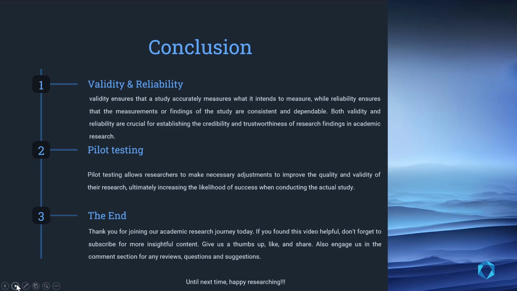All right. So as we come to the end of today's study, it is good to remember that validity ensures that a study accurately measures what it intends to measure, while reliability ensures measurements or findings of the study are consistent and reliable. So validity is a measure of accuracy, while reliability is a measure of consistency and dependability. And both of them are very crucial for establishing credibility and trustworthiness of research findings in academic research.